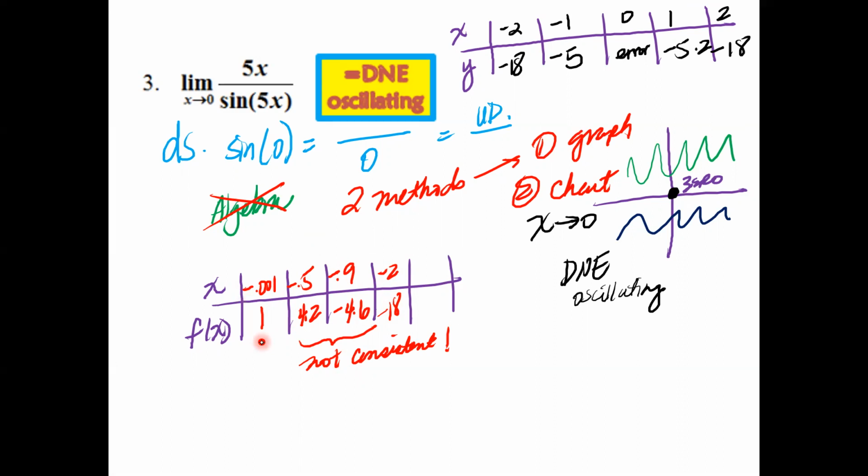It is oscillating. So if you have a question that involves a trig function such as this, I would suggest that you probably use your calculator to create a set of values with the tables.